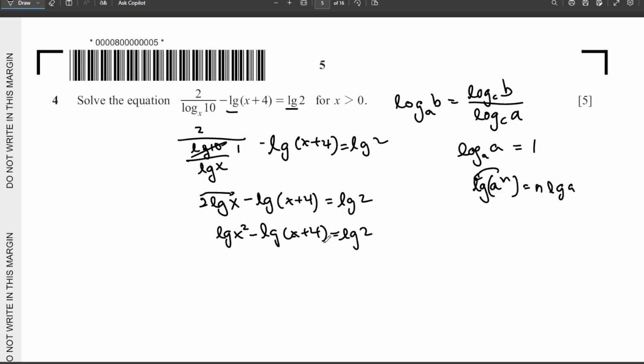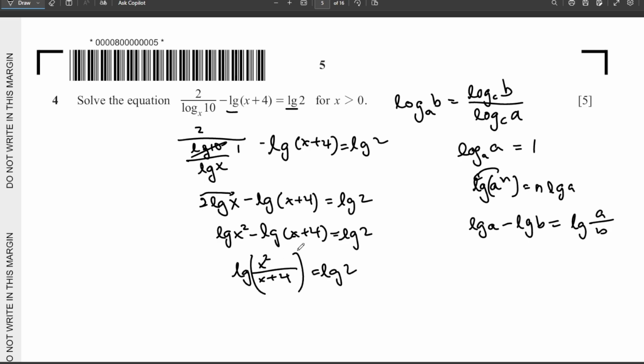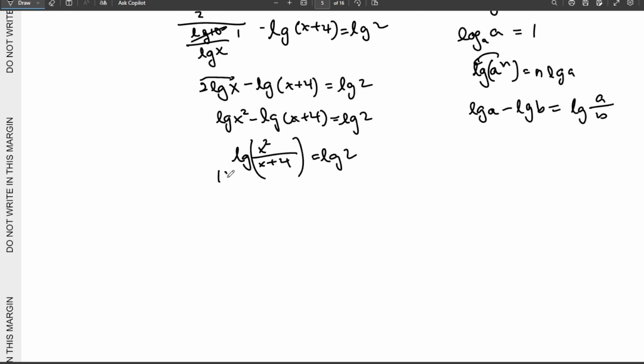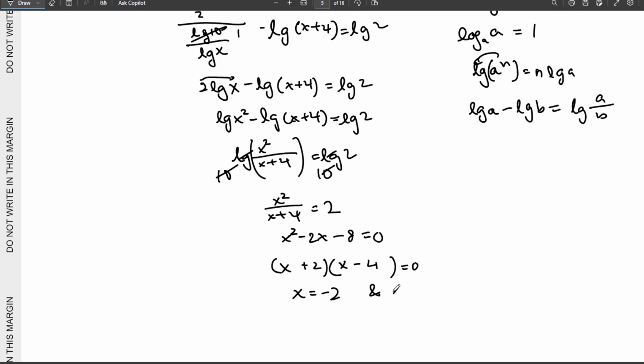And now, log a minus log b, you can combine both of the logs and divide. So here I will just divide. Now, with log on both sides, I raise both sides to the power of 10 and they will cancel. After I simplify this, I'll be left with a quadratic. And we need to solve this quadratic. x equals negative 2 and x equals 4.